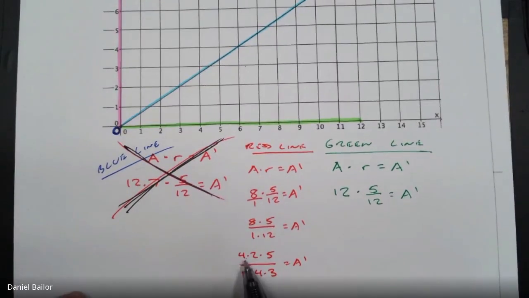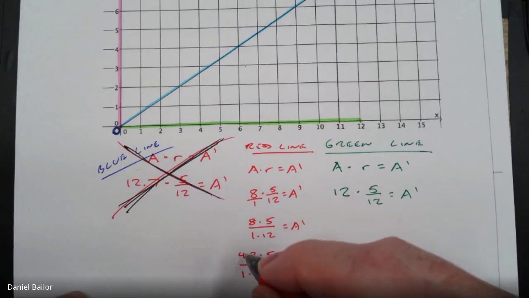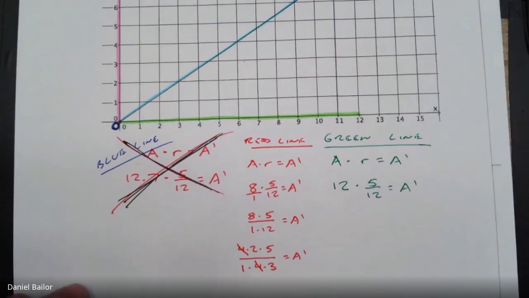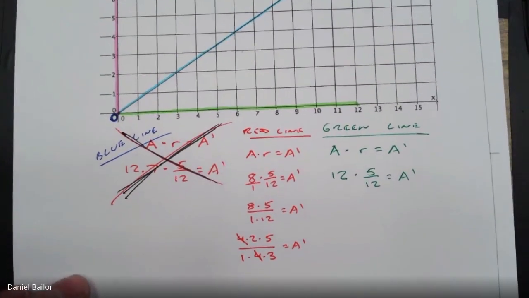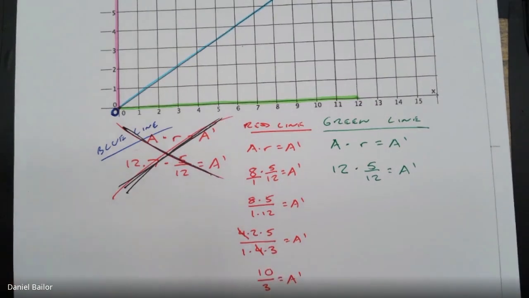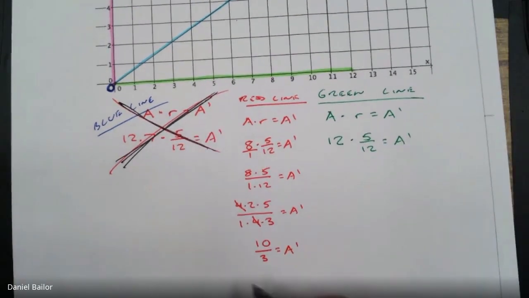So we get 4 times 2 times 5 divided by 1 times 4 times 3. We have a 4 in the numerator and a 4 in the denominator, so those cancel. So now we just multiply what's left. So we get 2 times 5 is 10, and 1 times 3 is 3. So a prime is going to be 10/3. Or you can say it is 3 1/3 equals a prime.